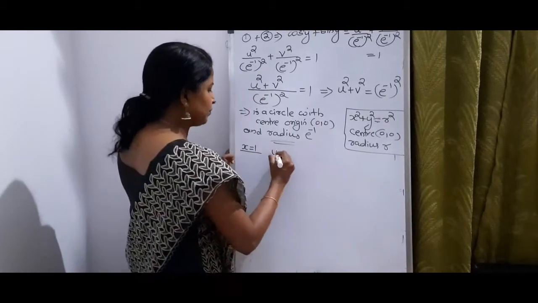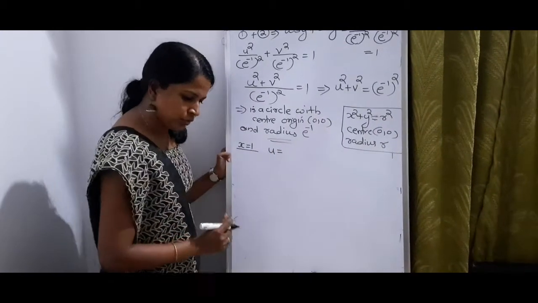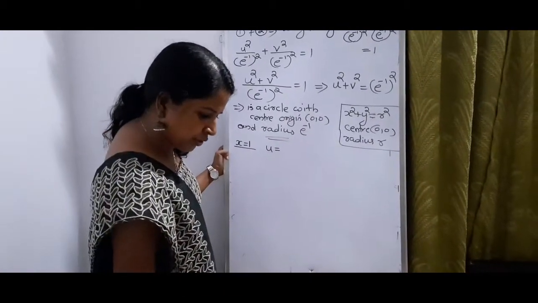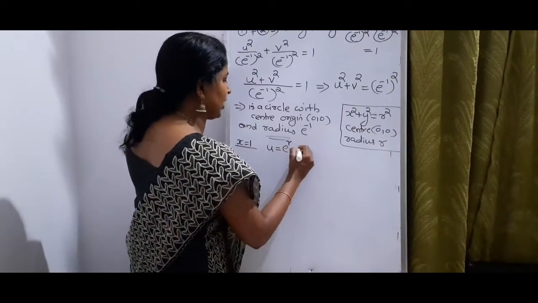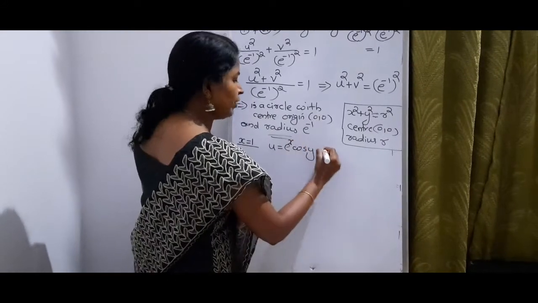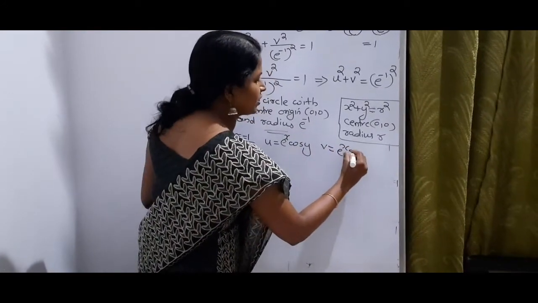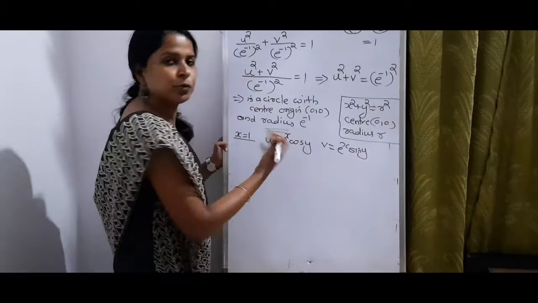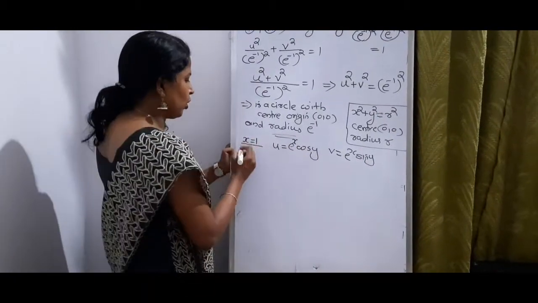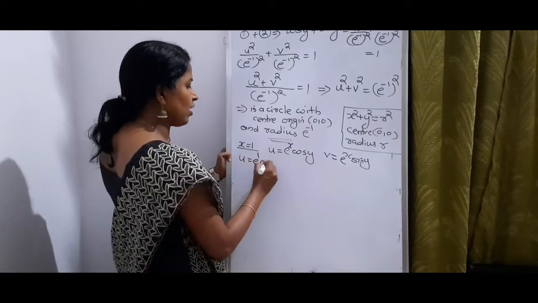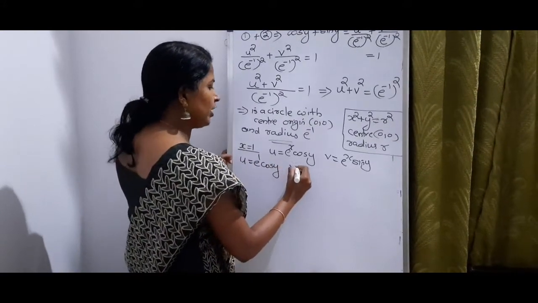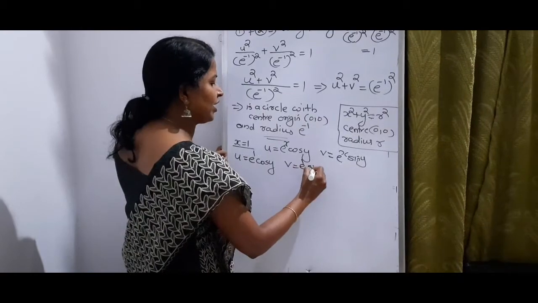Find u and v. u equal to e raised to x into cos y, that is u. v equal to e raised to x into sin y. We already proved this u and v. So put x equal to 1. u equal to e raised to 1 cos y. v equal to e raised to 1 sin y.